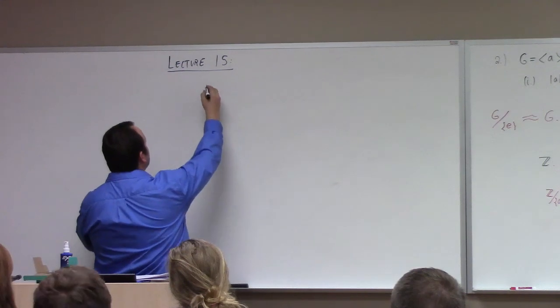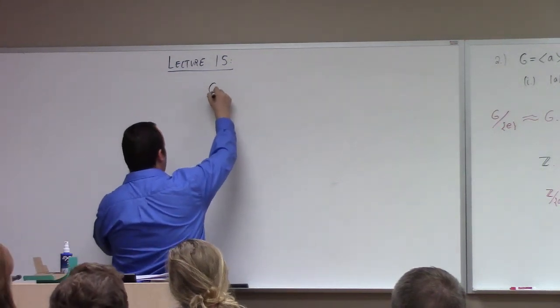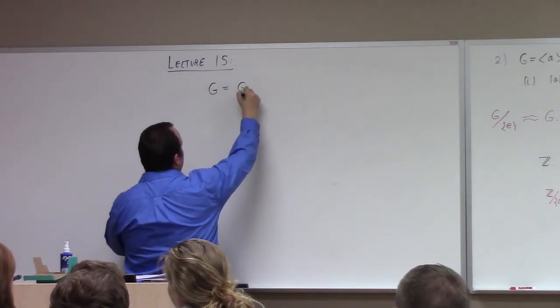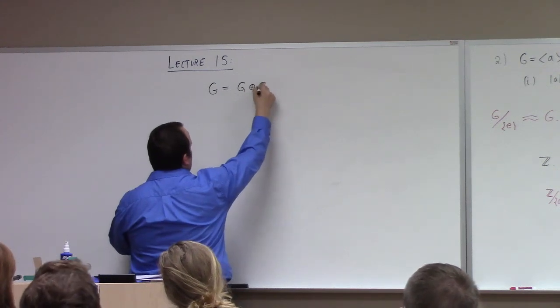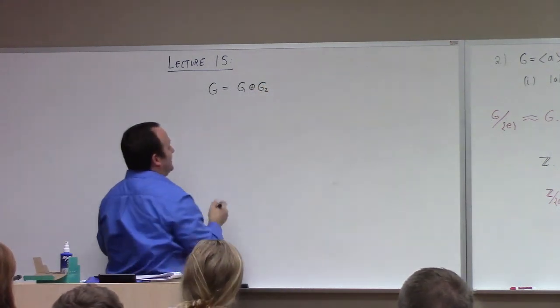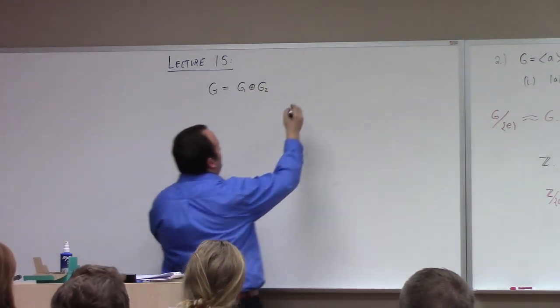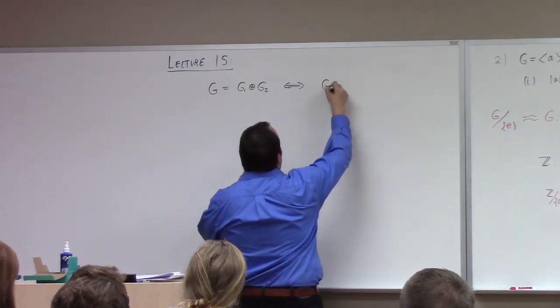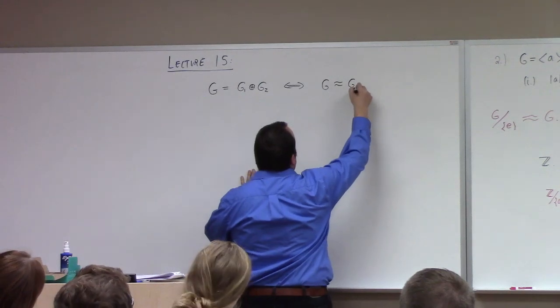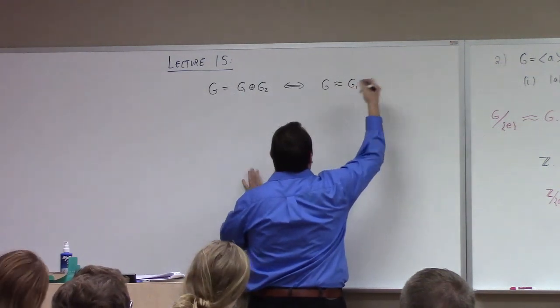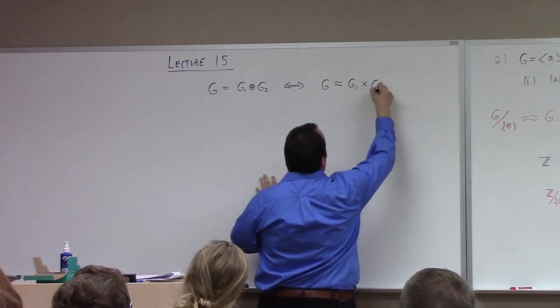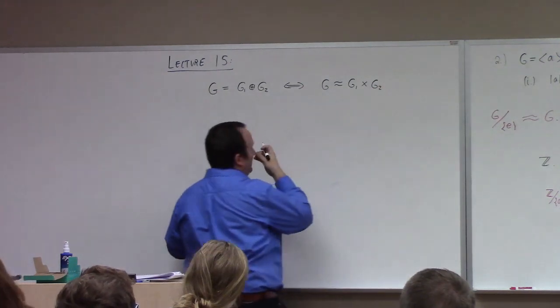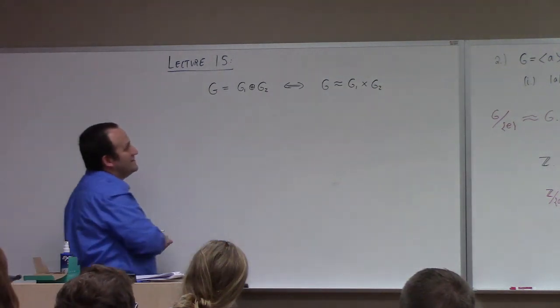If I say G is equal to G1 plus G2, in my way of thinking, what that should mean is that this is true if and only if G is isomorphic to the exterior, the Cartesian product of G1 and G2, like that.